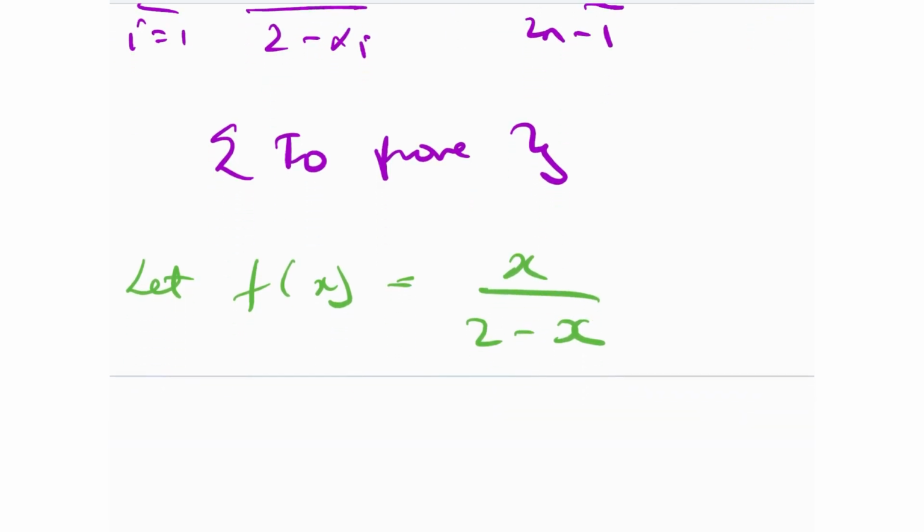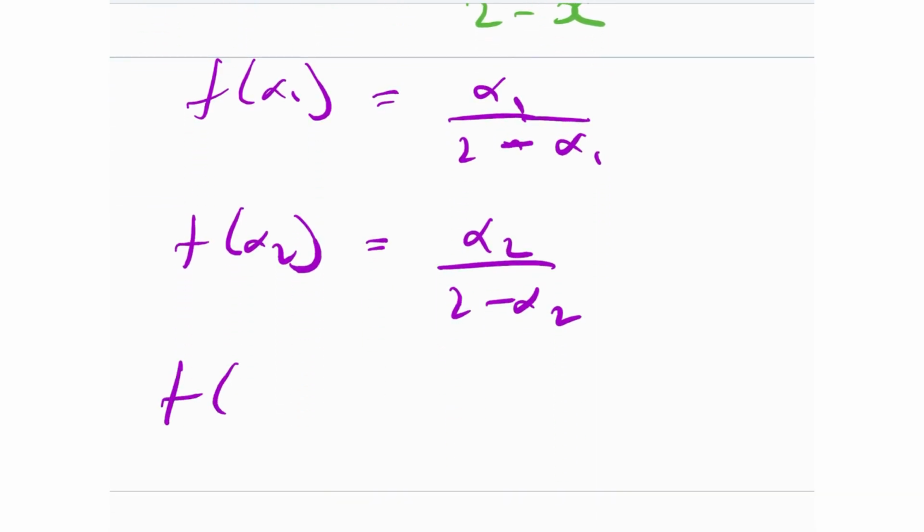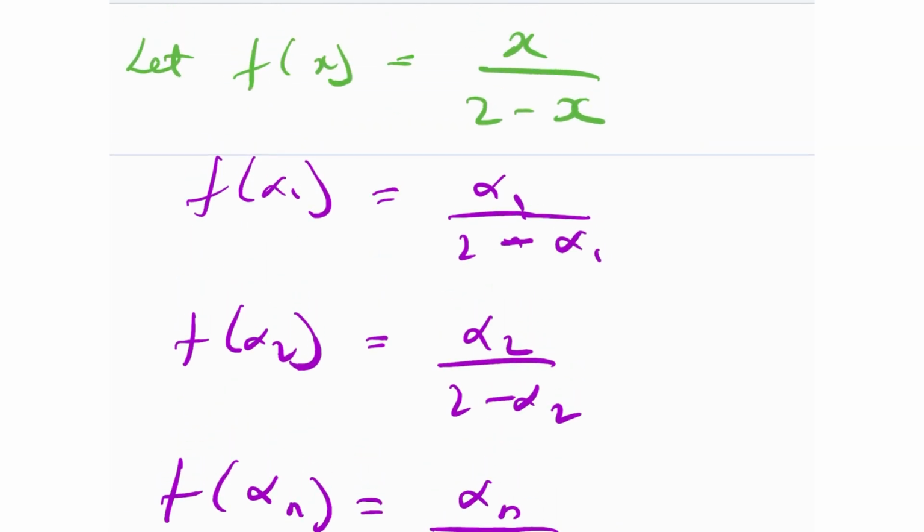So in a way, f of alpha 1 will be equal to alpha 1 divided by 2 minus alpha 1. Similarly, f of alpha 2, plugging x equal to alpha 2, we get alpha 2 divided by 2 minus alpha 2. This is the intuition, if you're getting what I mean. Similarly, f of alpha n is alpha n divided by 2 minus alpha n. So that is why I define the function in this particular manner.